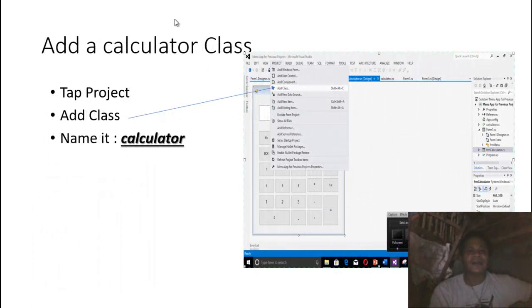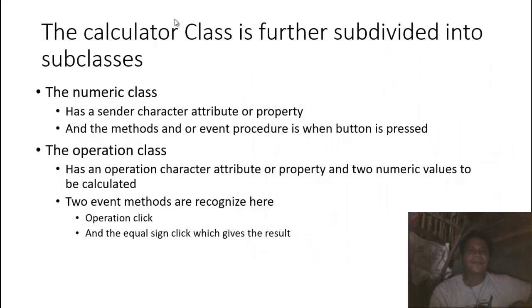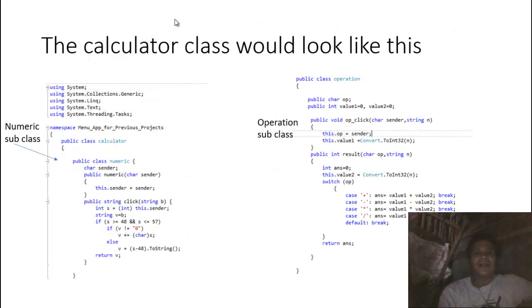Add a calculator class: in the project, add class, name it calculator. The calculator class is further subdivided into subclasses. The numeric class has a sender character attribute or property, and the method or event procedure is when button is pressed. The operation class has an operation character attribute or property and 2 numeric values to be calculated. 2 event methods are recognized here, operation click and the equality sign click, which gives the result. The calculator class would look like this.